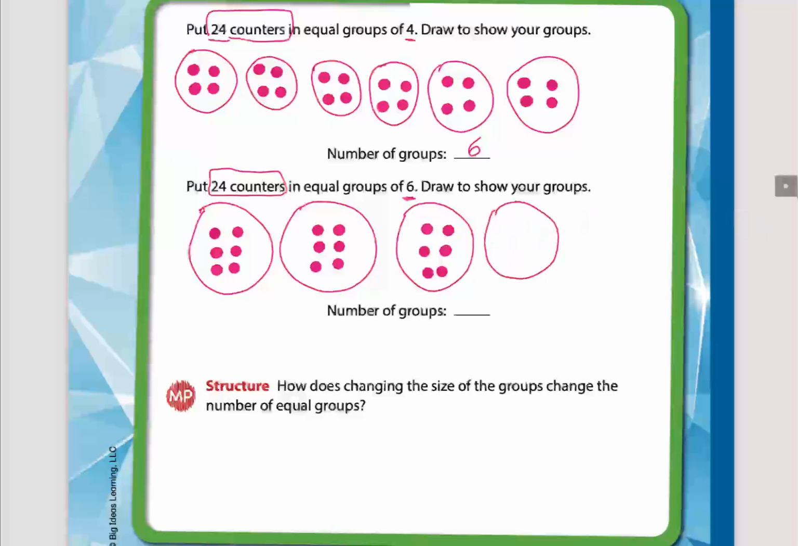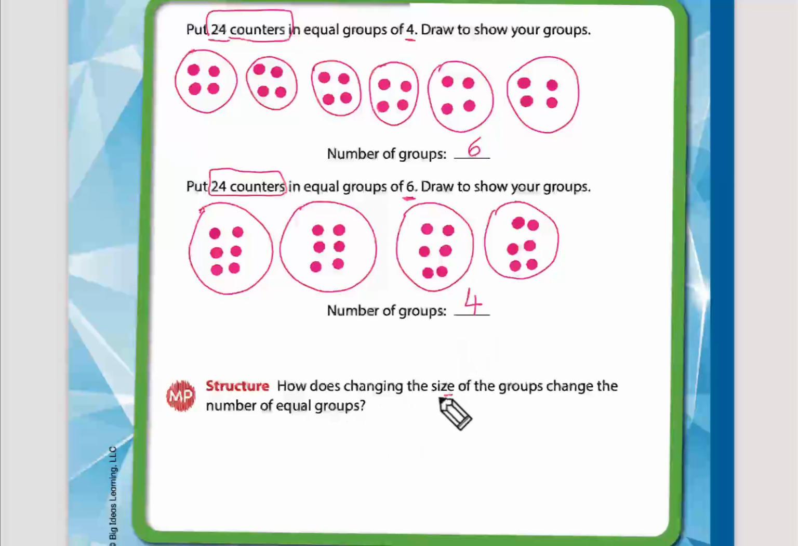Let's make it and put 6 counters. Now, how many counters in all? Yes, so these are 24 counters now. And we have here the question, what is the number of groups? 4 groups. Excellent. So if we use groups of size 4, we will use 6 groups. If we use groups of size 6, we use 4 groups.